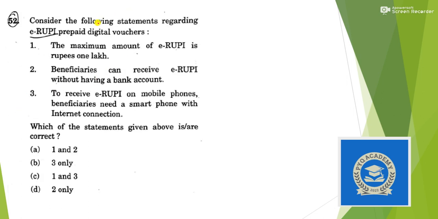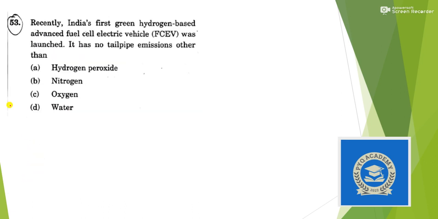Next, so now according to e-rupee, again this was in news, and the maximum amount of e-rupee is 1 lakh. Yes, earlier it was 10,000, but it was extended up to 1 lakh. So this is true. Beneficiary can receive e-rupee without having a bank account. So I think yes. And to receive e-rupee on mobile phone, does the beneficiary need a smartphone? No. So answer is option A. Next, recently the first green hydrogen based advanced fuel, okay, yes, electric vehicle was launched. It has no tailpipe emission other than water, because it will form water when it reacts with oxygen.